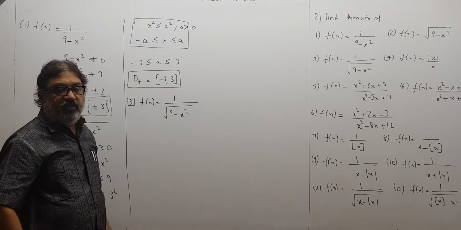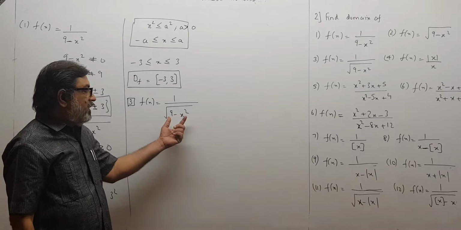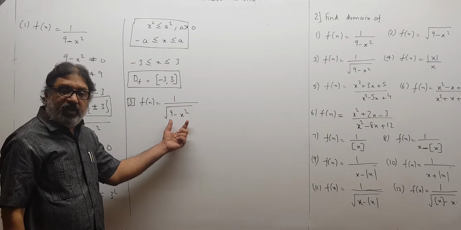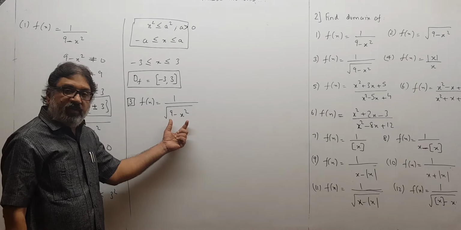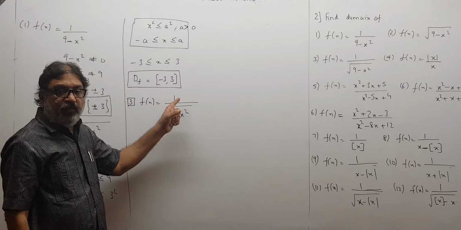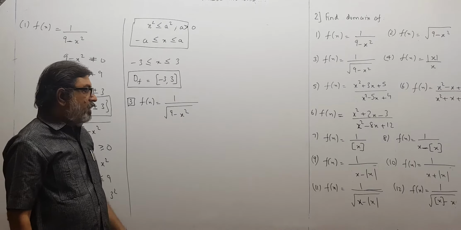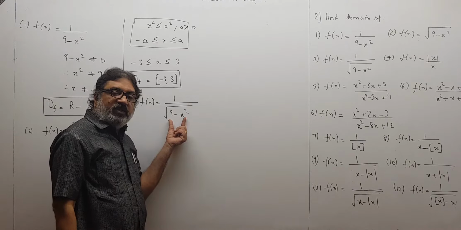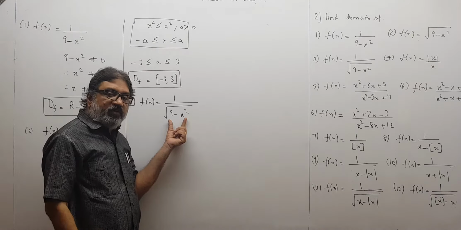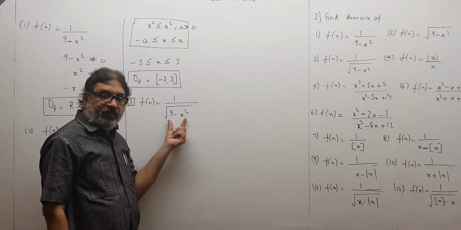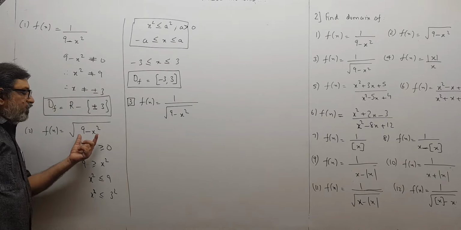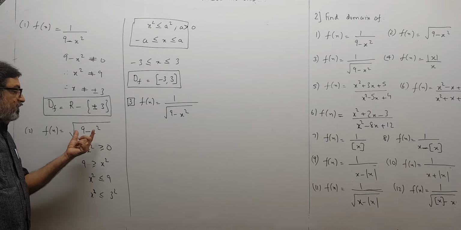First thing is that I think like this. This number should be 0 or positive for the square root to exist. But now one more condition is there. If this is 0, then 1 upon 0 will not be defined. Therefore, this number which is inside the square root should not be 0. Now it can be only positive. See here, the square root was in the numerator, so this number can be 0.